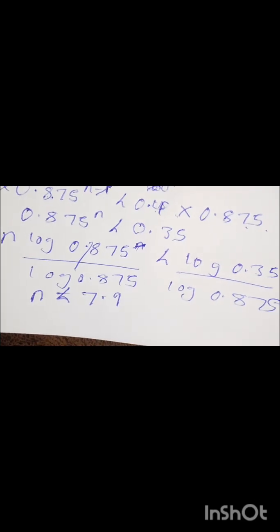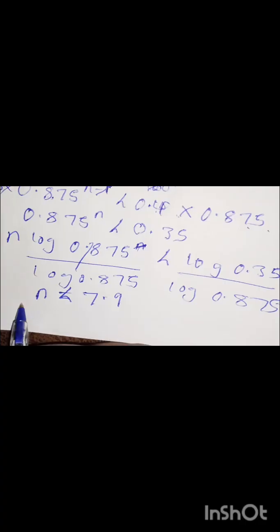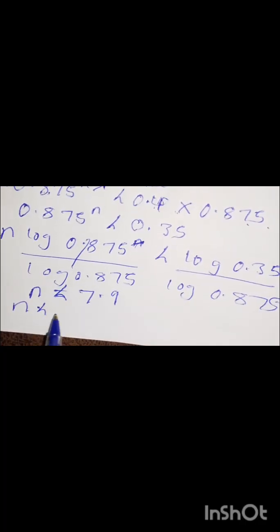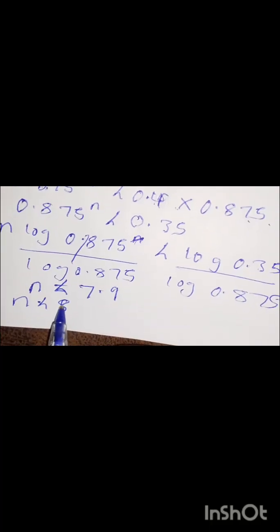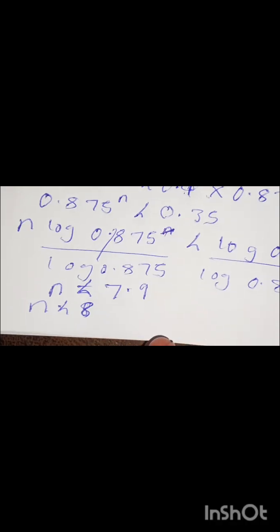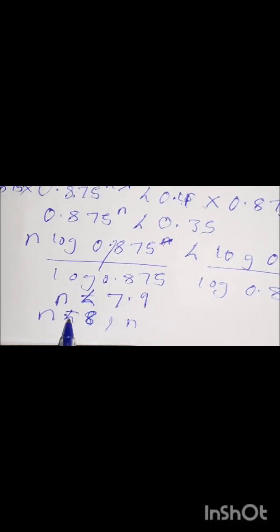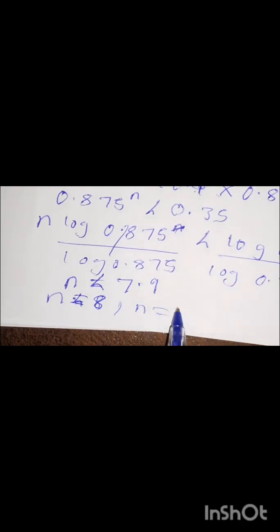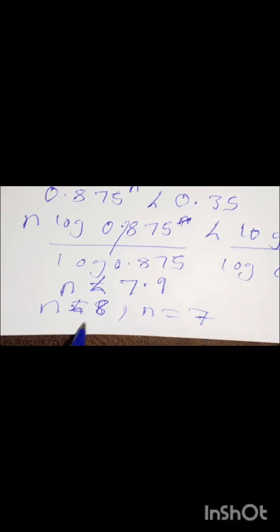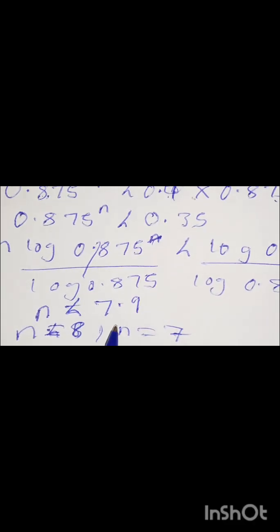From here, when you round it off to the nearest whole number, n should be less than 8. So you have two possible values: n is equal to 8 or n is equal to 7, because the number less than 8 is 7. Between these two, one should be the answer.